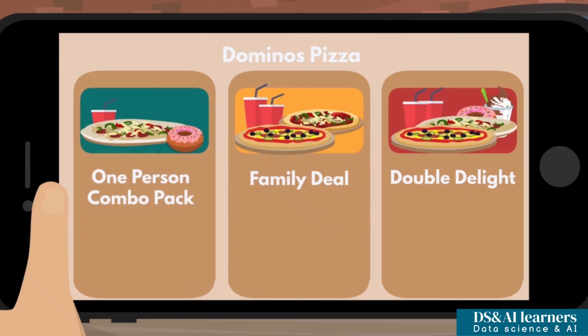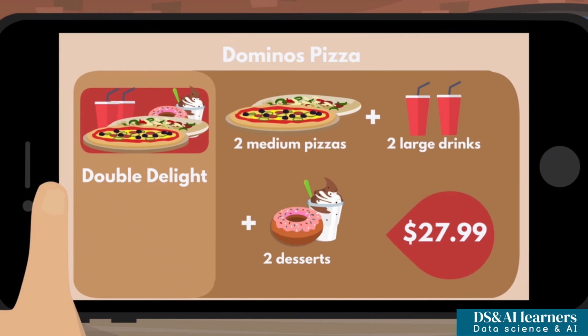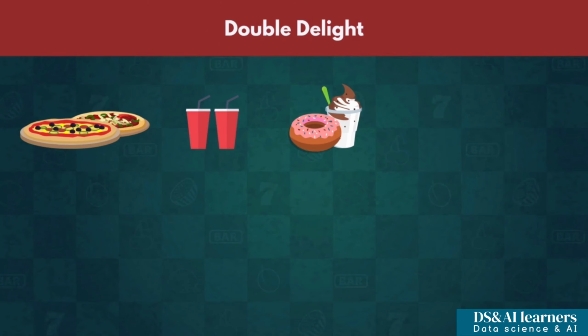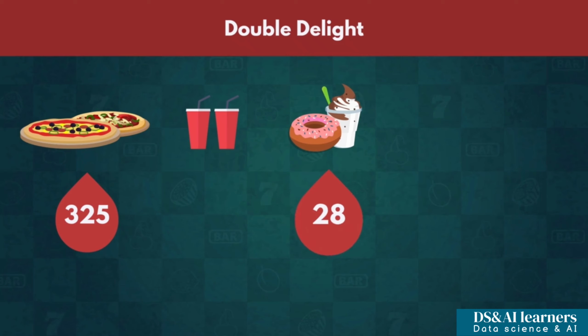Before you place your order, you still go through the third deal to make sure you're choosing the offer with the greatest variety. The Double Delight contains the same number of pizzas and desserts as the family deal. Therefore, you already know you have 325 ways of choosing the pizzas and another 28 ways of picking the desserts. Thus, you only have to estimate the number of ways to pick the beverages that go with your order.